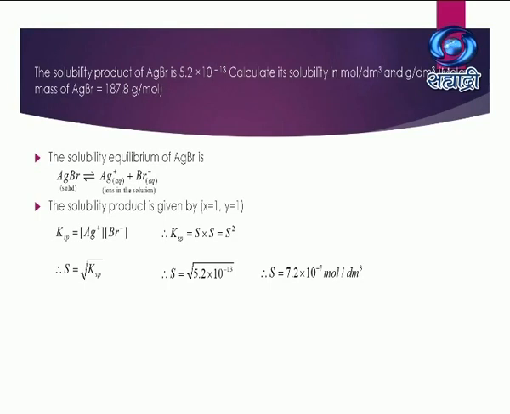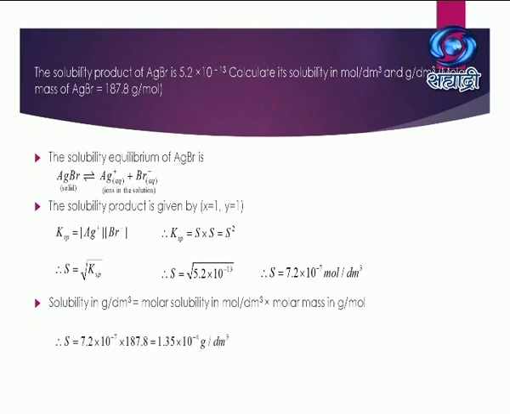So the answer is 7.2 into 10 raised to minus 7 moles per dm cube. Now to calculate the solubility in grams per dm cube, we have to multiply by the given molar mass. So it is 1.35 into 10 raised to minus 4 grams per dm cube.